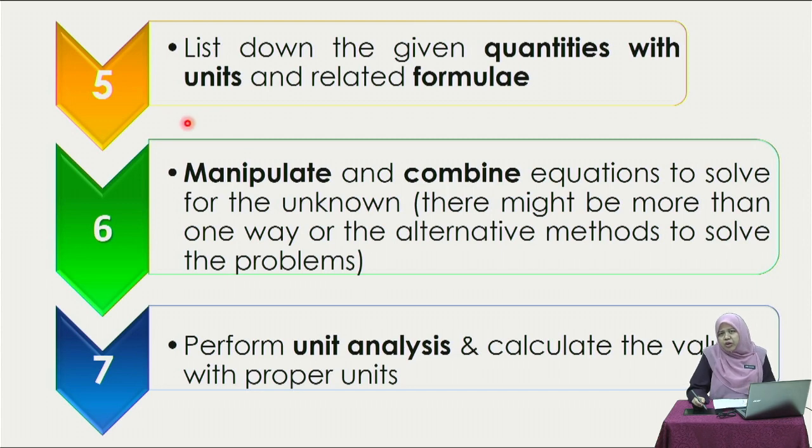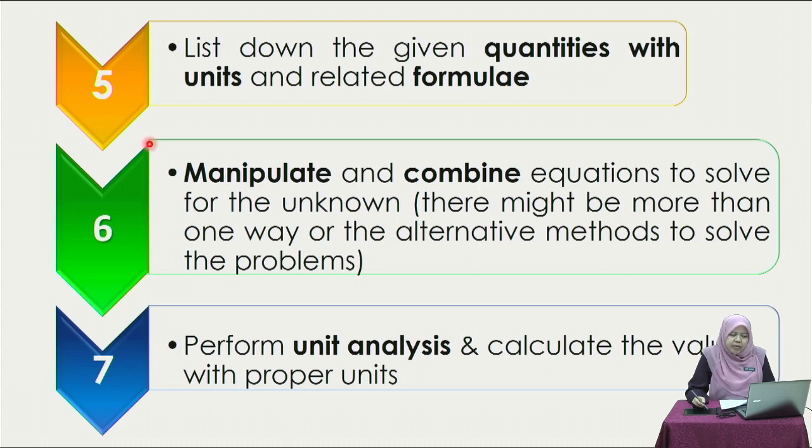There are a lot of physics equations that we know, and from the problem, a lot of information is given. List down all the quantities given. Then number 6, manipulate and combine equations to solve for the unknown, which means there might be more than one alternative method to solve the problem. Whether it is one way or another, we can use many alternative methods as long as they follow the concept.